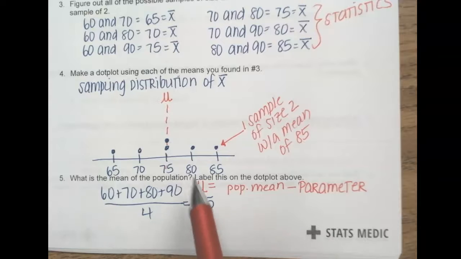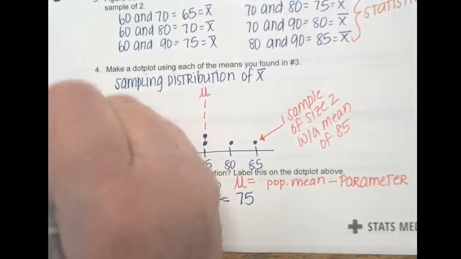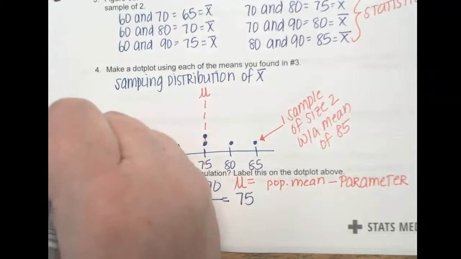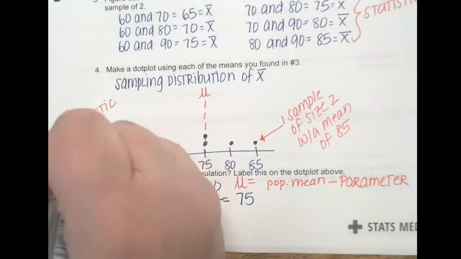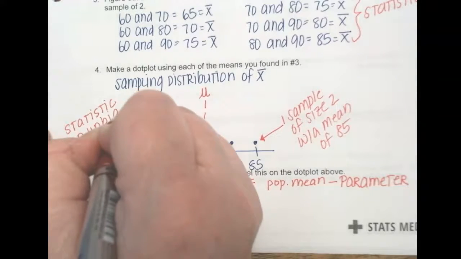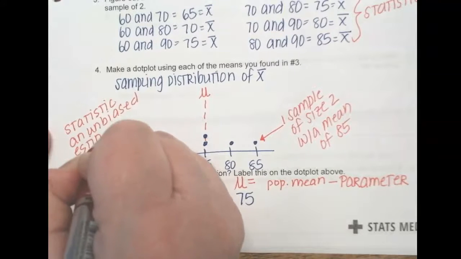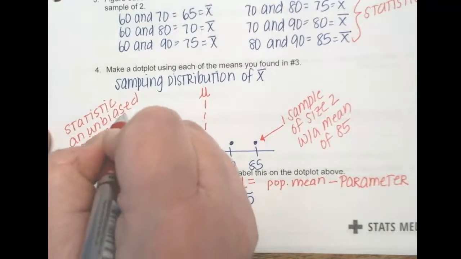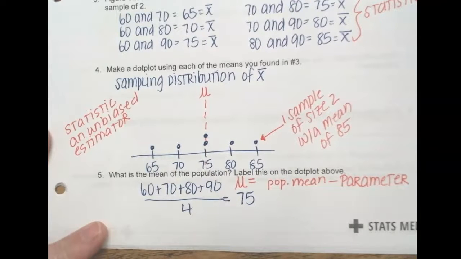So what that means is my population and my distribution had the same mean. That means my statistic was an unbiased estimator, because the mean of my sampling distribution equaled my parameter.